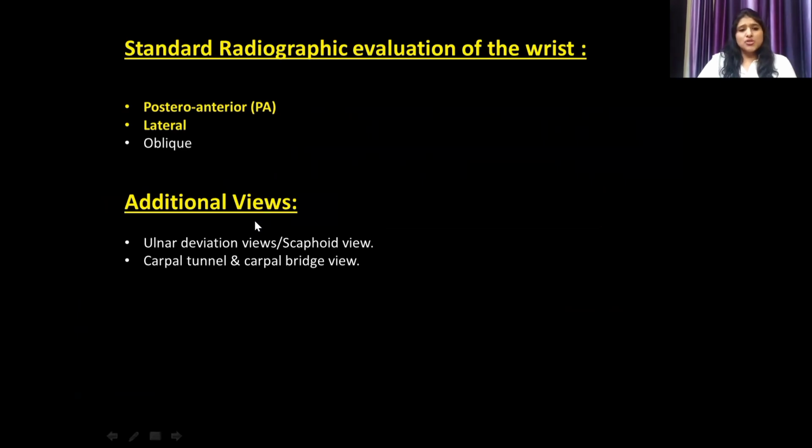Some additional special views which are used in special clinical scenarios are the ulnar deviation view or the scaphoid views, which are helpful in detecting occult scaphoid fractures. Other such views are the carpal tunnel and carpal bridge views, which are used for assessing the carpal bones better. In the carpal tunnel view, the palmar soft tissues and the palmar aspect of the carpal bones are assessed better, whereas in the carpal bridge view, the dorsal soft tissues and the dorsal aspect of the carpal bones are assessed better.